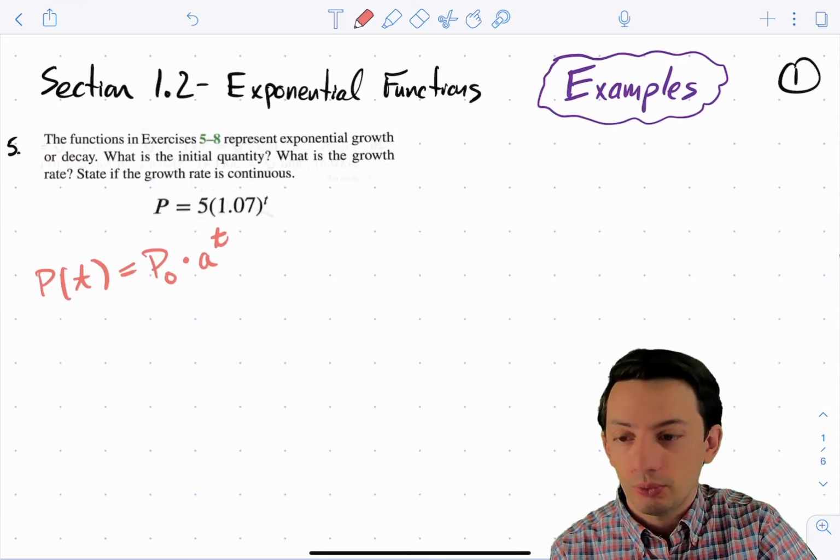OK, now remember with these exercises, I prefer if you pause before I do the answer and try it yourself. And then once you're done, or if you get stuck, then you play and you see what the answer is. Moving on now to the second question.